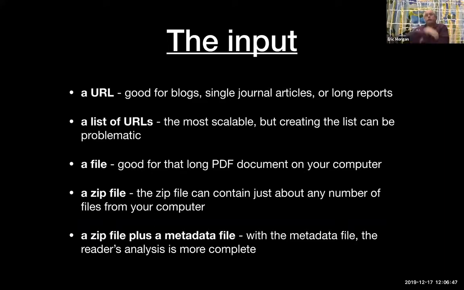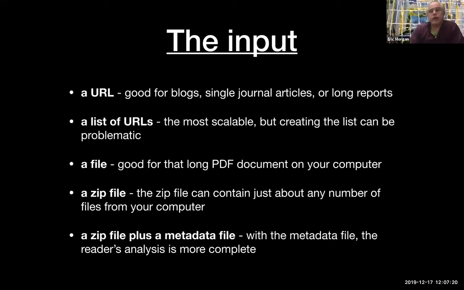So the Distant Reader can take different types of input. It can take a URL, a list of URLs, a file, a zip file, or a zip file plus a metadata file. If you feed it a URL, it'll go and get the content at that URL, bring it locally, find URLs in that content, go get those URLs, harvest those, and stop. If you feed it a list of URLs, it'll just go and get every single URL in that list and bring it locally.